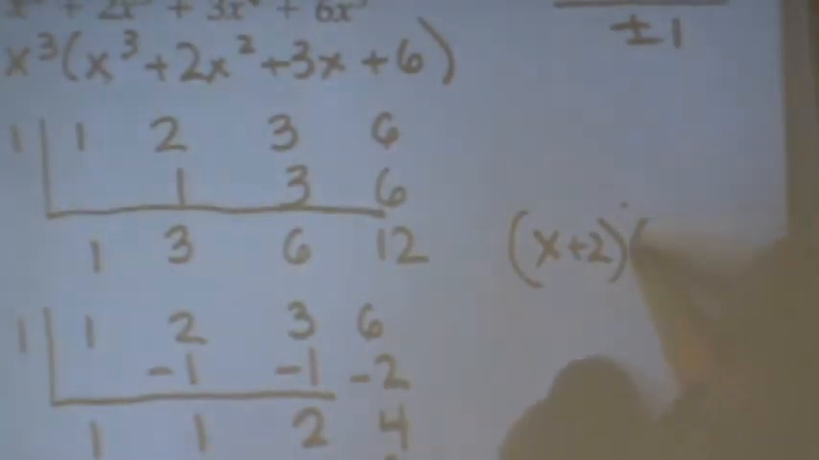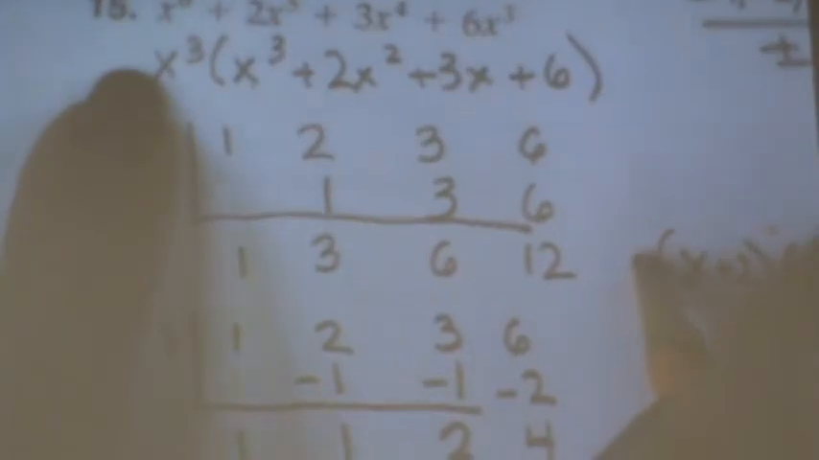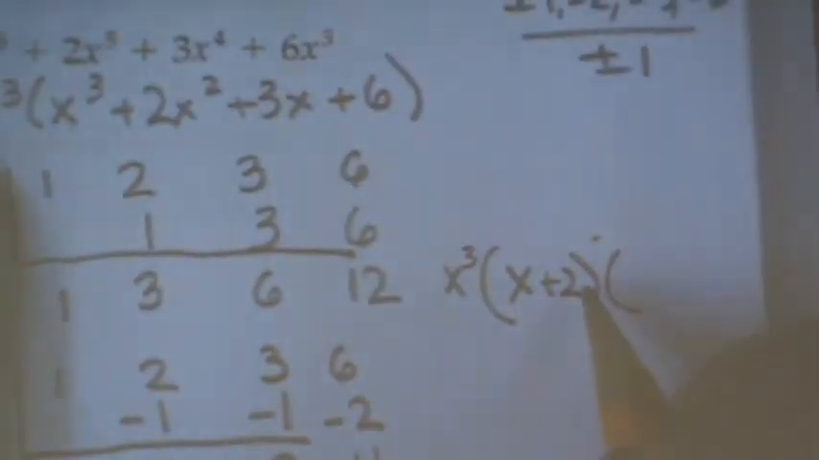So try negative 2. 1, 2, 3, and 6. Bring down the 1. You get negative 2. Add, multiply, add, and you got your first 0 right there. So you've got x plus 2 is your first factor. And besides that, don't forget you had x cubed here. And then for your leftovers, you're going to have x squared plus 3.